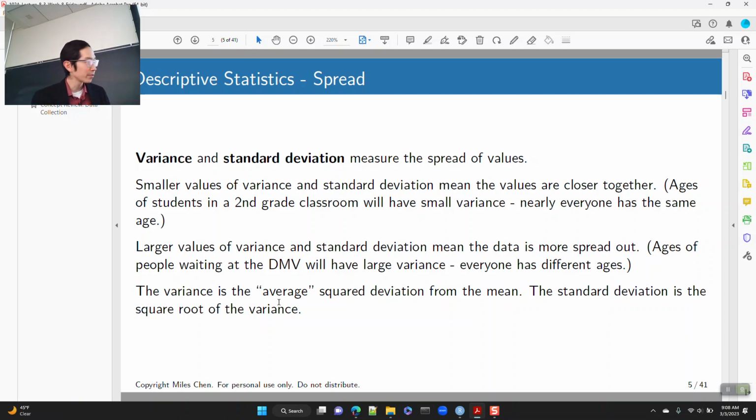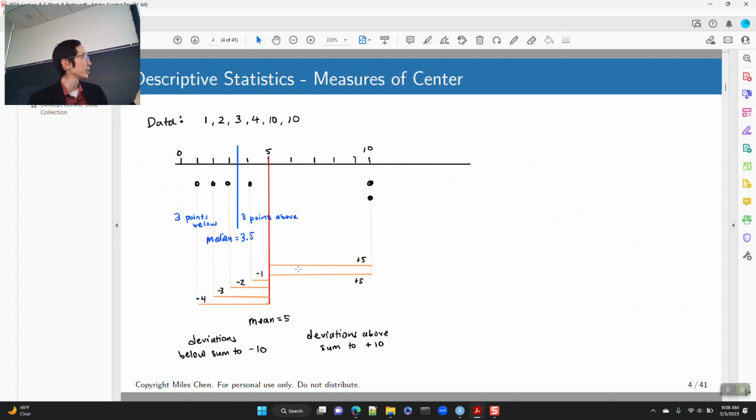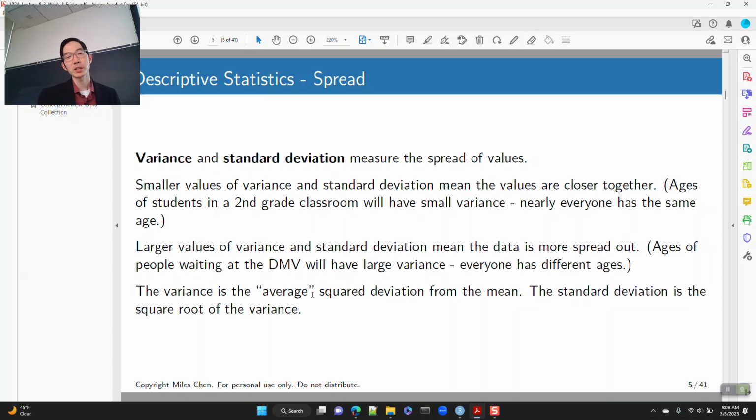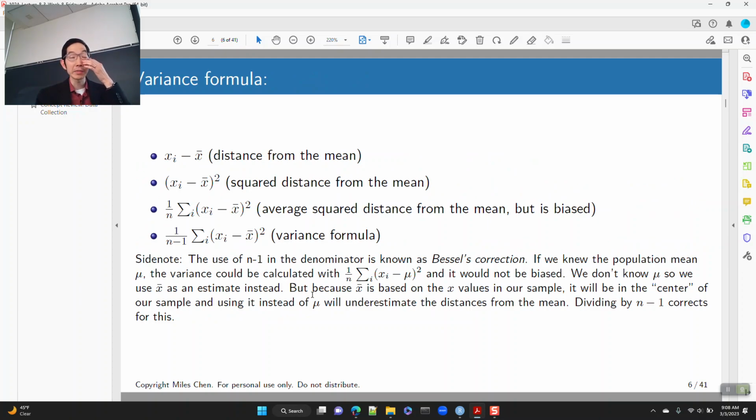And the formula that we often use to measure the variation is the variance, and we can think of the variance as the average of the squared deviation from the mean, right? So this picture is, what are the deviations from the mean? And we said, there's +5, +5, -1, -2, -3, -4. And the variance says, okay, take those deviations, let's square them, and then we'll get the average, okay? And then if you do that, you'll get the variance, and if you take the square root of that, you get your standard deviation.